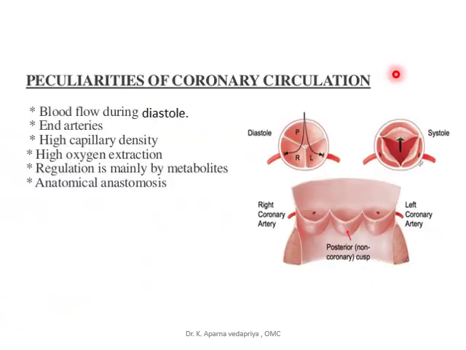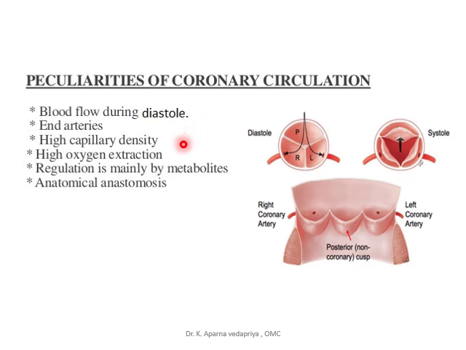So coming to the peculiarities of coronary circulation, the coronary vessels are the only vessels where the blood flows during diastole, and these coronary arteries are end arteries. They are considered functionally as end arteries, but anatomically they are not end arteries because there is anastomosis happening between the branches of the coronary arteries.